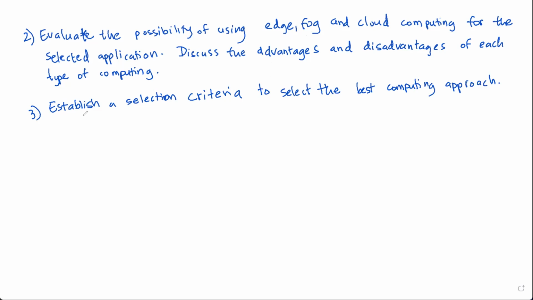So in here, consider factors. Right? You need to create a selection criteria to select the best computing approach for the application that you have selected. So based on the application, you need to create the criteria, right? For example, if you are proposing the location tracking application, then you need to define the criteria that allow you to choose the best computing approach.